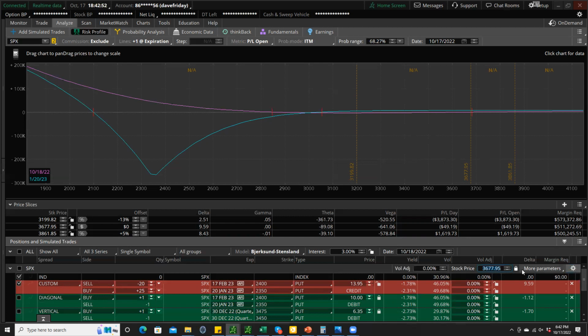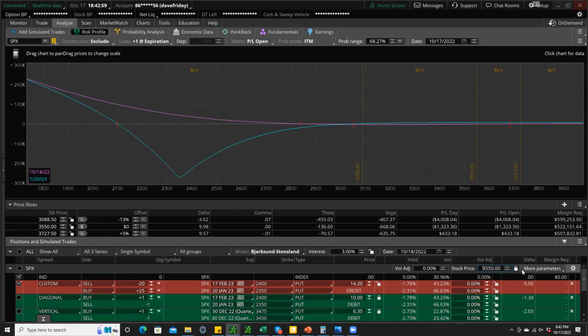So we went down to, I don't know, 3550. Close enough. That's a really bad day. Now we're down at 3550. You can see at 13% down, it's still about the worst place we could be. It's only down $4,000, or the max loss is only $4,000. That's not anywhere near $20,000. We don't have to do an adjustment.